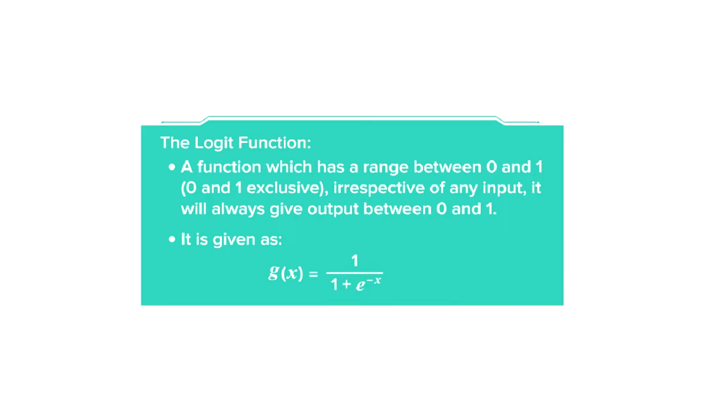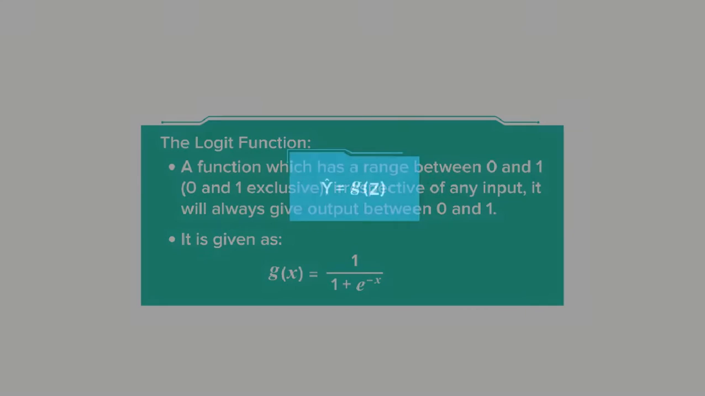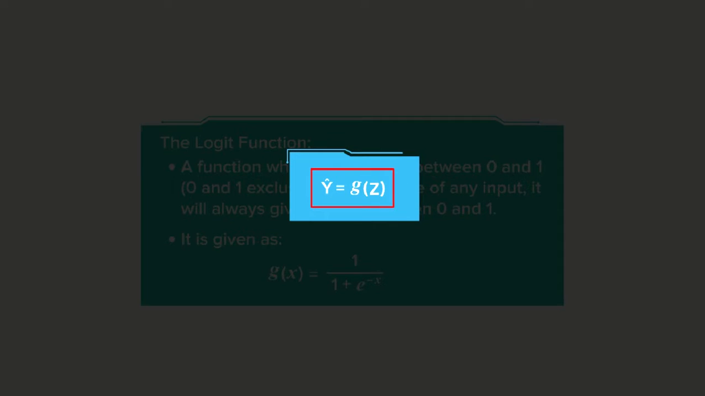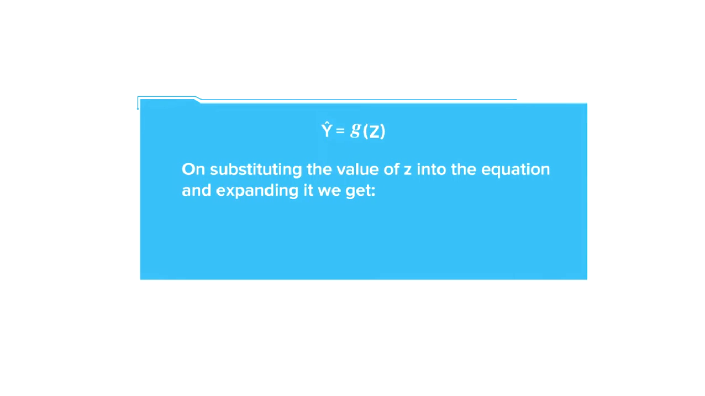So if we apply this function to the linear regression line, the prediction can be generated as follows: y equals g of z. And if we substitute the value of z into the equation and expand it, we get y hat equals 1 upon 1 plus e raised to the power minus (mx plus c). Alright, so we have an equation which looks very complex, but what does it actually do?